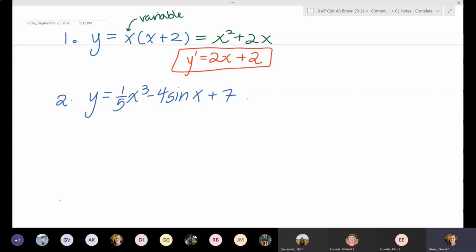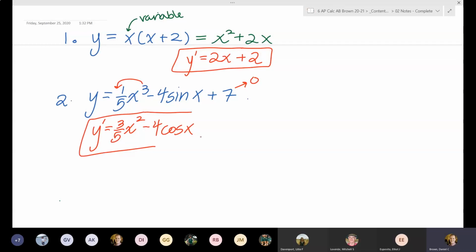So the second one, I have y is equal to 1/5 of x cubed. As I take my derivative, I take it term by term. This first term, 3 comes down in front, so I have 3/5 of x squared. This second term, that minus 4 is a coefficient. The derivative of sine is cosine. And then that last part, we know the derivative of 7, that's a constant, so it's just going to be 0. So we do see that the derivative of that function is 3/5 of x squared minus 4 cosine of x.